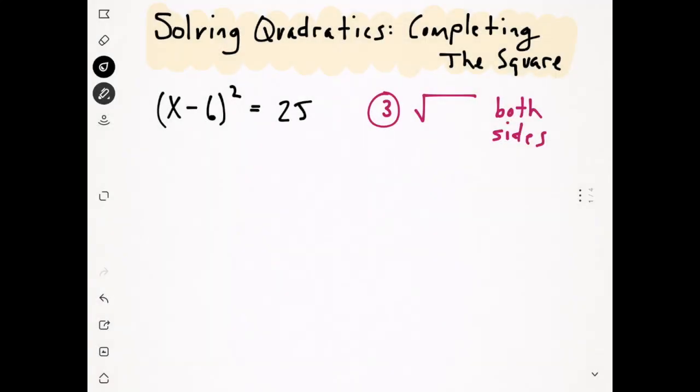So now that we've completed the square, what we want to do is take the square root of both sides of the equation. So I'm going to take the square root of the left-hand side and the right-hand side. And when I take the square root of the left-hand side, since it's a binomial squared, we end up with just the binomial, x minus 6. And then on the right-hand side, the square root property tells us that the square root of 25 is plus or minus 5.